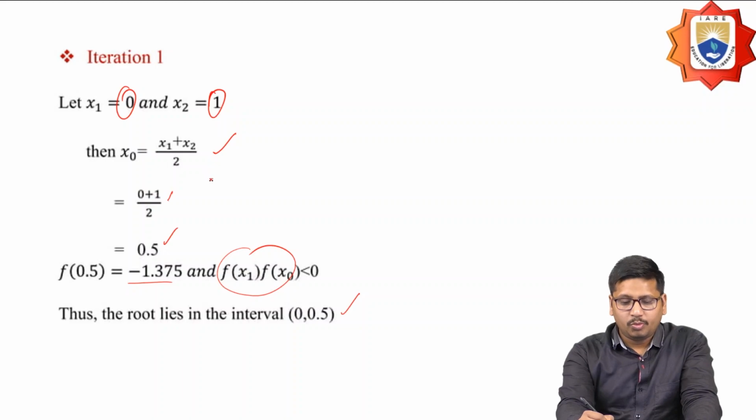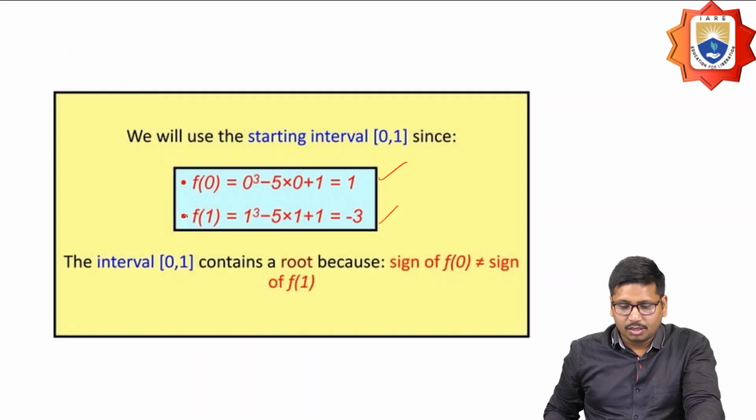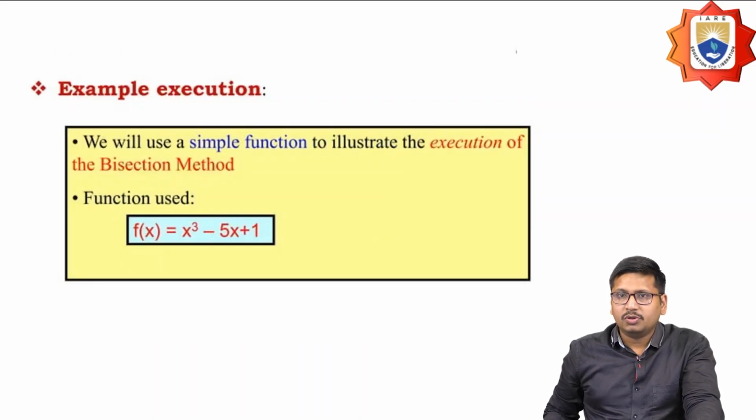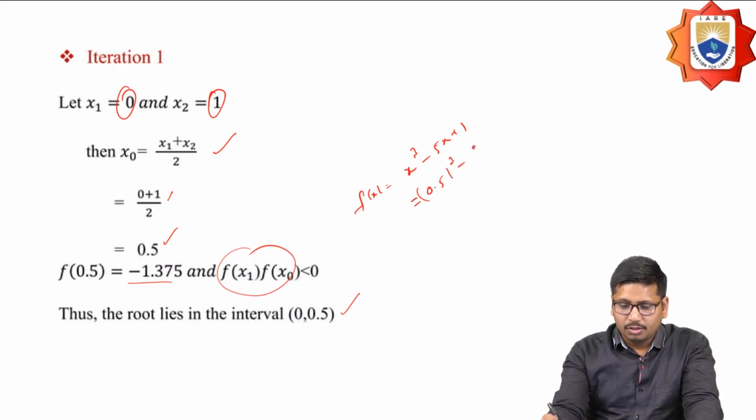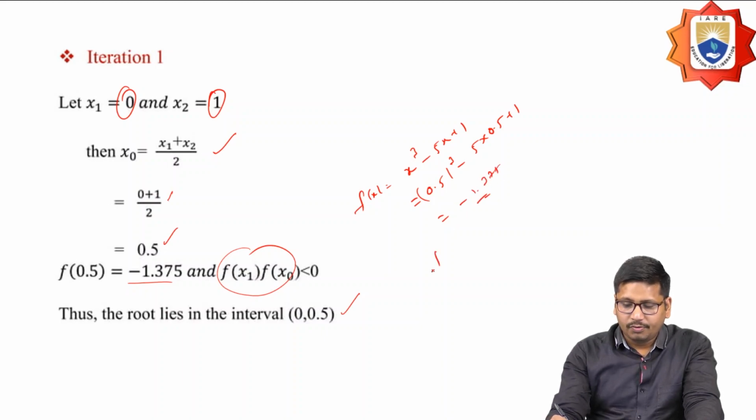After calculating the middle point, I'm going to get 0.5 here. By substituting this value in the equation, what is the equation? f of x is equal to x cubed minus 5x plus 1. If I substitute 0.5 cubed minus 5 into 0.5 plus 1, I'm going to get minus 1.375. So that's why f of x0 and f of x1 is less than 0, so that's why the root is going to be lying in between 0 and 1.